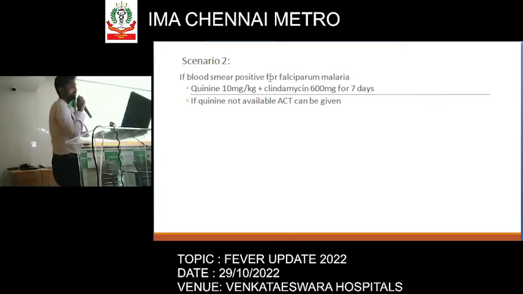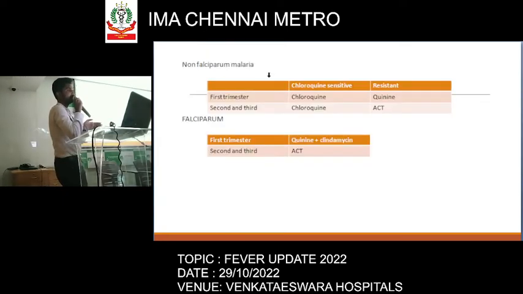So in a pregnant lady with chloroquine-sensitive malaria, in the first trimester you can give chloroquine, and in the second and third trimester chloroquine too, no issues. However, if the malaria is resistant to chloroquine, in the first trimester quinine is the drug of choice, and in the second and third trimester it's ACT drugs. In falciparum, in the first trimester the drug of choice is quinine and clindamycin. In the second and third trimester it's ACT drugs.